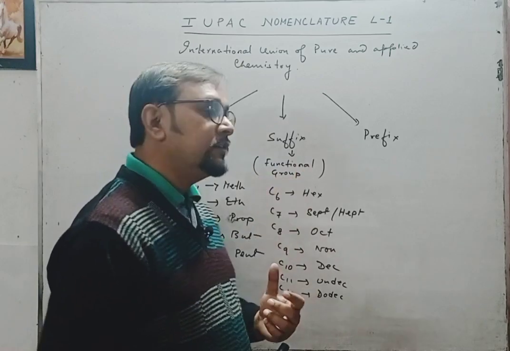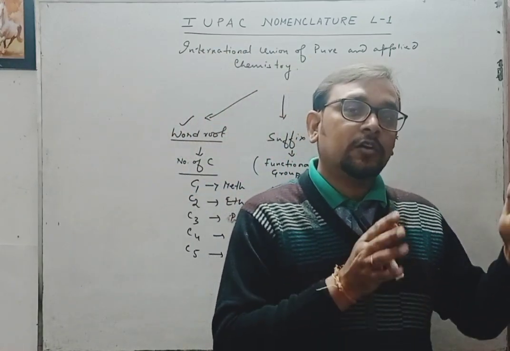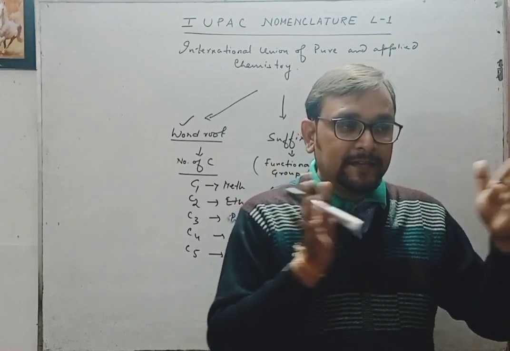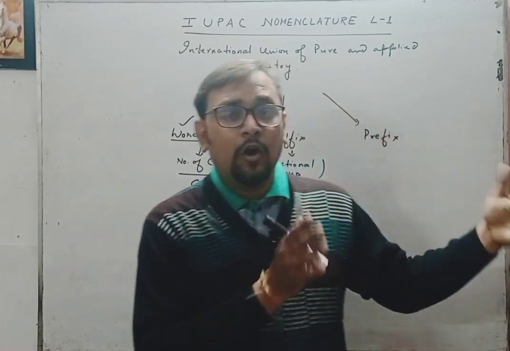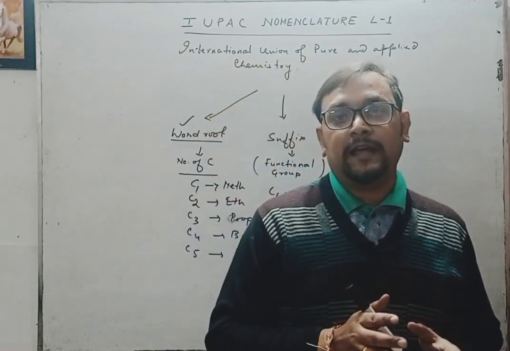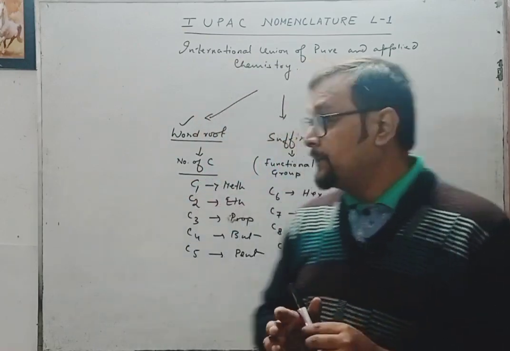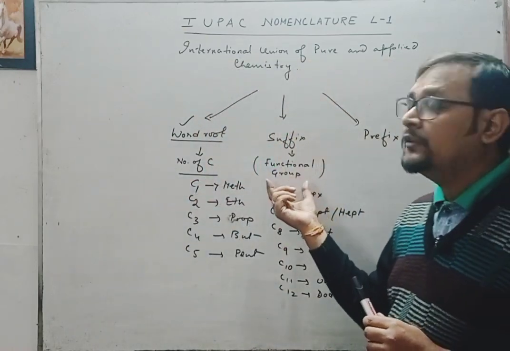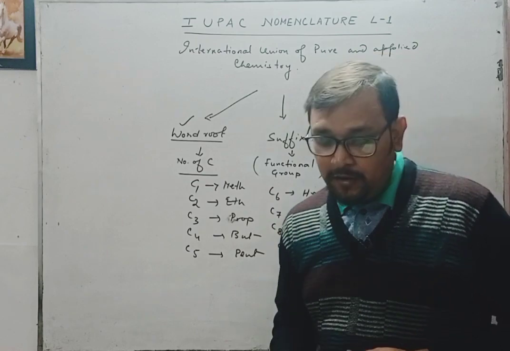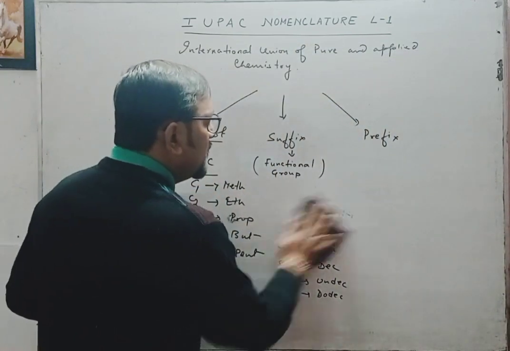So what is a functional group? Functional groups are a group of atoms which, whenever they get attached to the longest chain, control the entire properties of that longest chain. So that is why they are known as functional groups. So the suffix will give you the idea about the functional group. I hope you have noted this down.